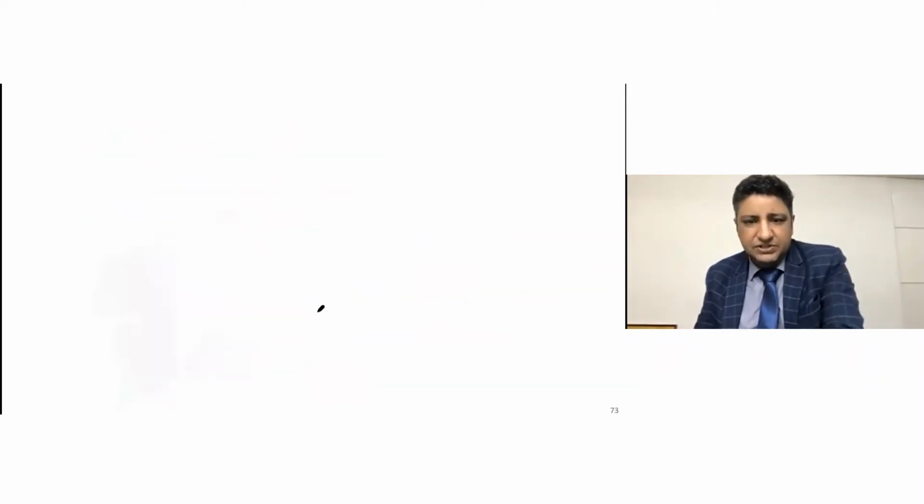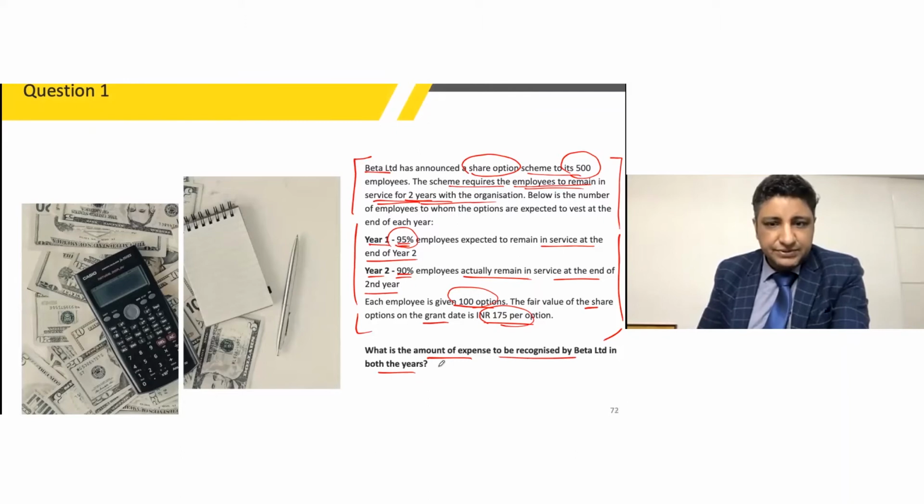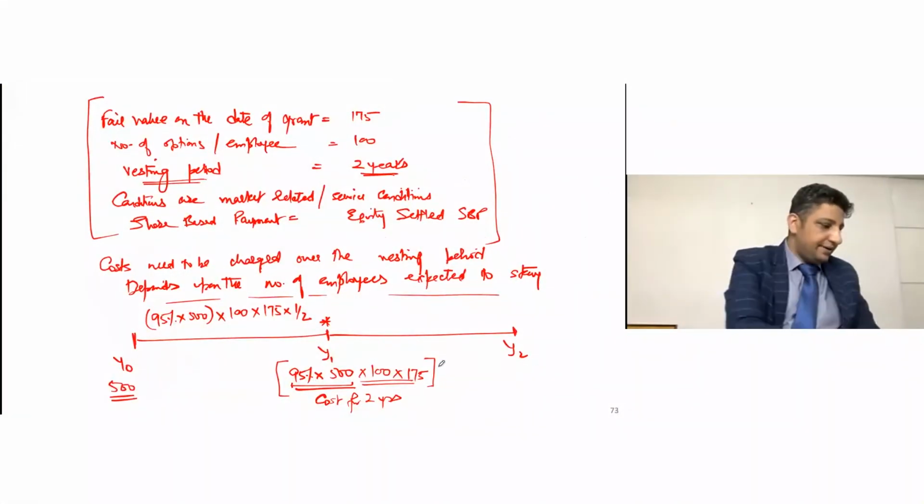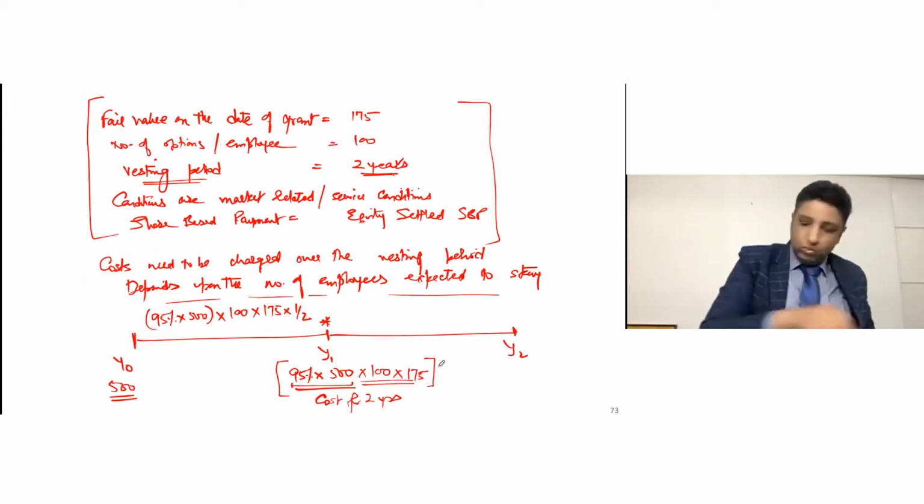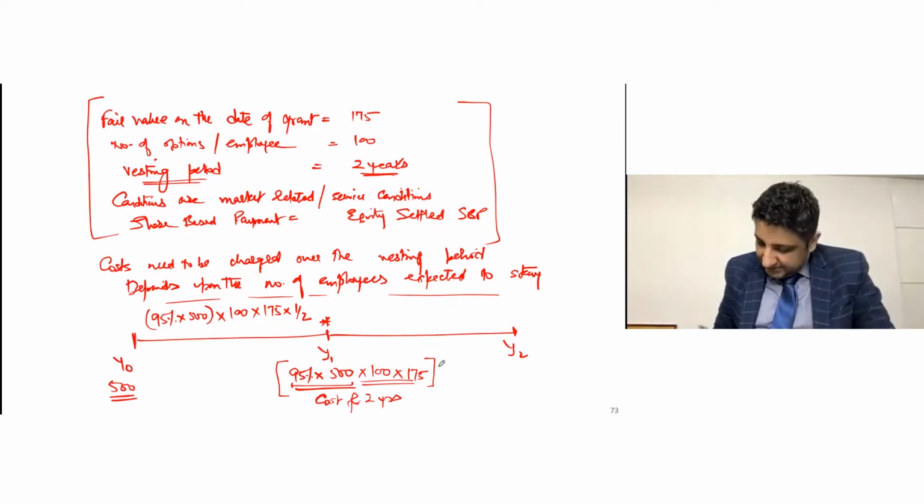That's a requirement of the question as well, which is saying that what is the amount of expenses to be recognized by Beta Limited in both the years, which is each of the years, of course. All right. So let's do this calculation. We're given 95% into 500. Let's do this. 95% into 500 into 175 into 100 divided by 2. Now this comes at 41,56,250.